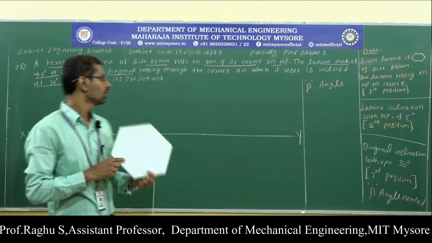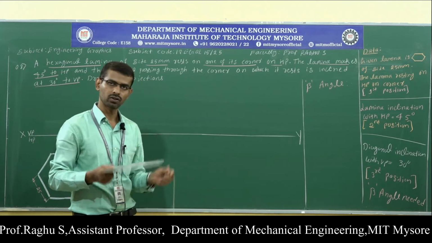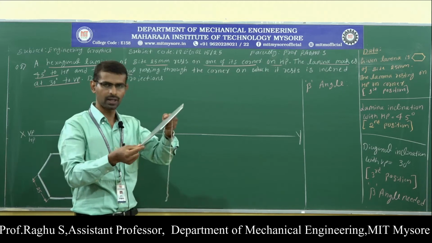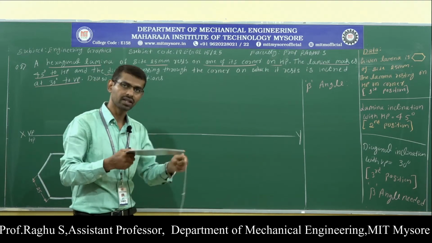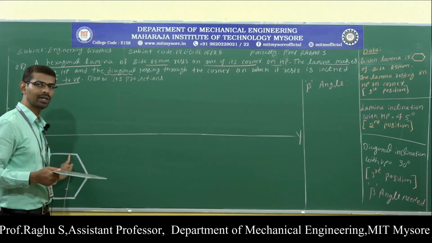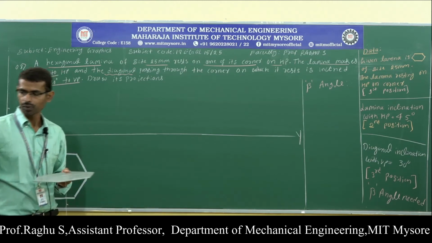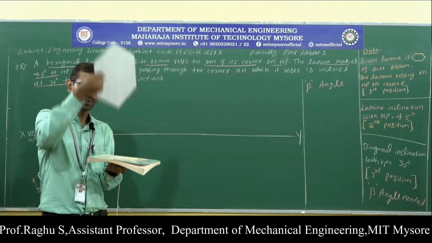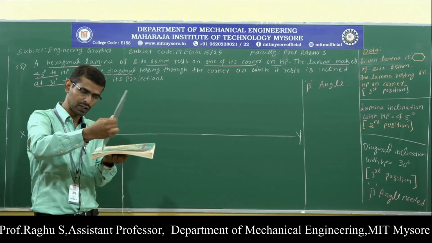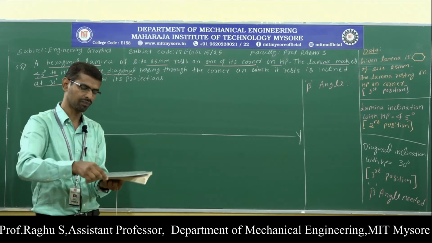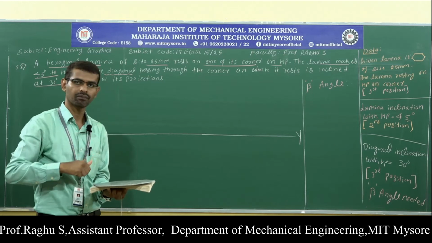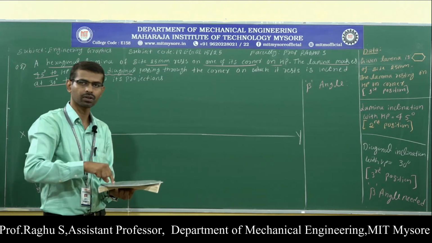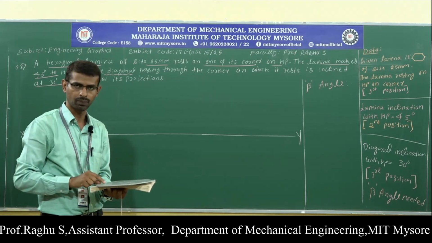First, check whether the lamina is resting on HP or VP. In the problem, it is mentioned that the lamina rests on HP on one of its corners. Therefore, construct the top view of the lamina on the horizontal plane. When the lamina rests on HP, first place the lamina completely on HP. Now look at the lamina from the top. Here the true shape comes on HP. Therefore, start the first position with the true shape.